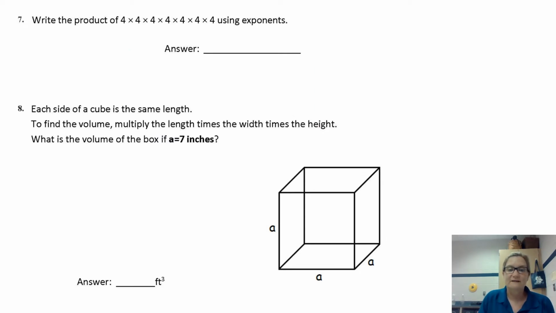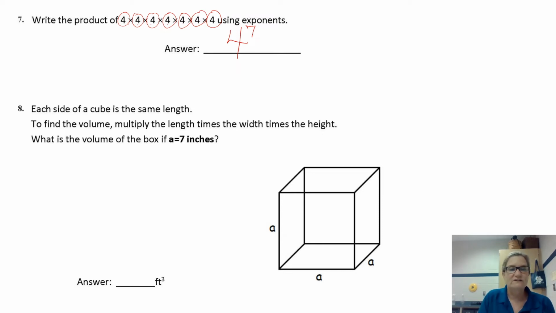Number 7. Write the product of 4 times 4 times 4 times 4 times 4 times 4 times 4 using exponents. Well, the factor is the base, so 4 is going to be our base, and then we have to count how many times it was a factor. So 1, 2, 3, 4, 5, 6, 7. It was used 7 times. And good for us, they didn't actually ask us to solve it, so that's nice. So we can move on.